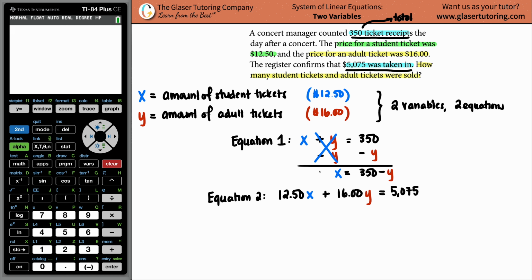Now I have information that says what x equals, right? X equals 350 minus y. So in my second equation, I can substitute what x actually equals. I'm not going to say 12.50 times x. I know that x equals 350 minus y. So this is the substitution method of systems of equations. So we're going to rewrite equation 2, but instead of saying x, we now know what x equals. And then that way you get rid of your x value.